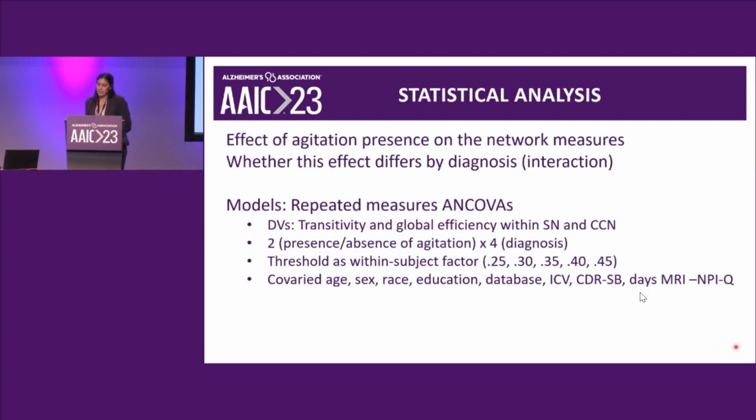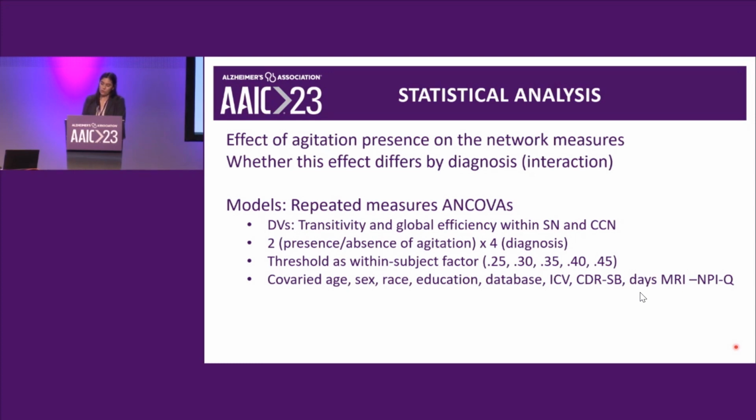For my statistical analyses, I was interested in identifying whether there was a significant main effect of agitation presence on the network measures, and I also wanted to identify whether there was a significant interaction with diagnosis. So I calculated four repeated measures ANCOVAs. The dependent variables were transitivity and global efficiency within the salience and cognitive control networks.